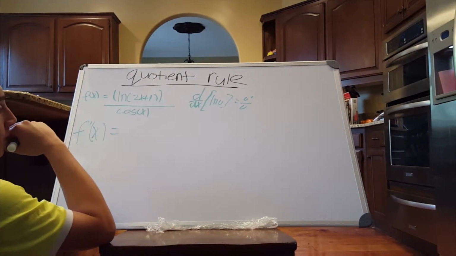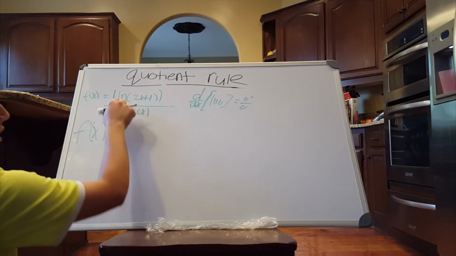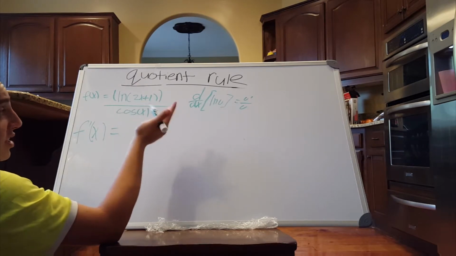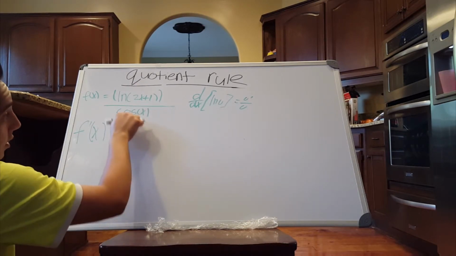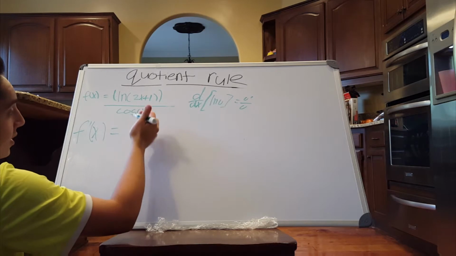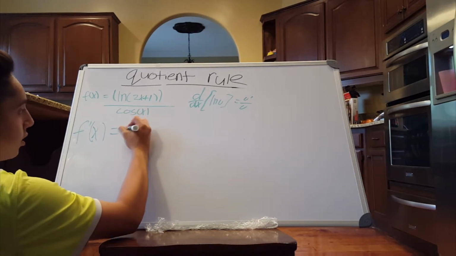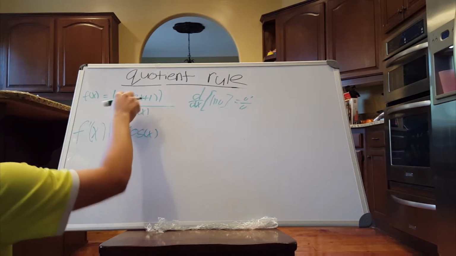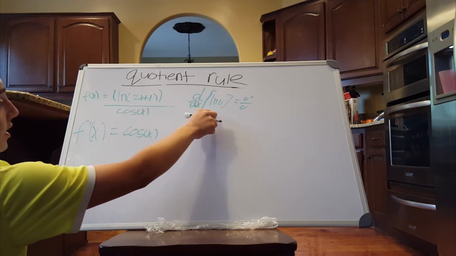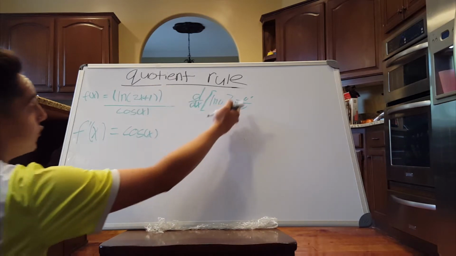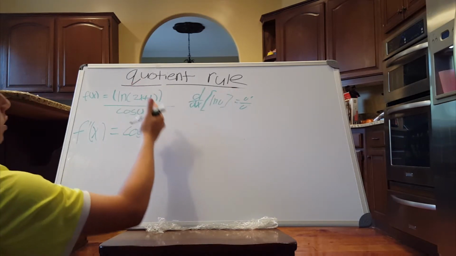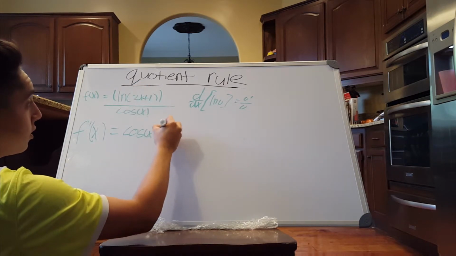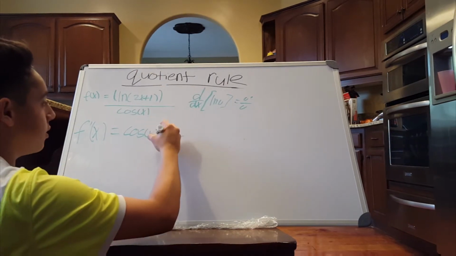Okay, so this problem is a little bit more difficult because we have trig and we have natural log within the quotient rule. So the same idea still applies, except we have a trig and natural log. But it's going to be easy because watch this. So low, cosine of x, derivative of high. Now, the derivative of this, let's just say 2x plus 1 is u. So we have u prime over u. So natural log of 2x plus 1, the derivative of that would be u prime, 2, over 2x plus 1.